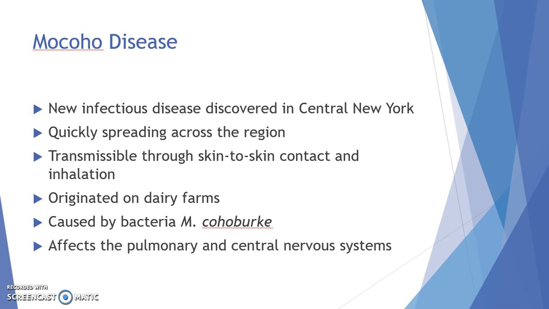Mocoho disease, for those of you who do not know about it, is a new infectious disease, and it originated from dairy farms in the central New York region. It is quickly spreading across upstate New York. It is transmissible through skin-to-skin contact and inhalation. It was originally found in bacteria in silos, caused by the bacteria M. Cohoberg. It affects both the pulmonary and central nervous systems.